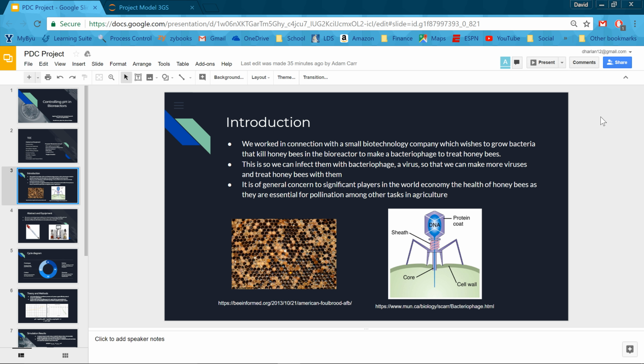Now, what's the purpose behind all of this? Well, bees are essential for agriculture and the world food supply, but lately their populations have been in decline. So we work in connection with a small biotechnology company which grows bacteria in these bioreactors, this bacteria being harmful to bees, and they later develop the phages that attack these bacteria so we can later treat the bees.